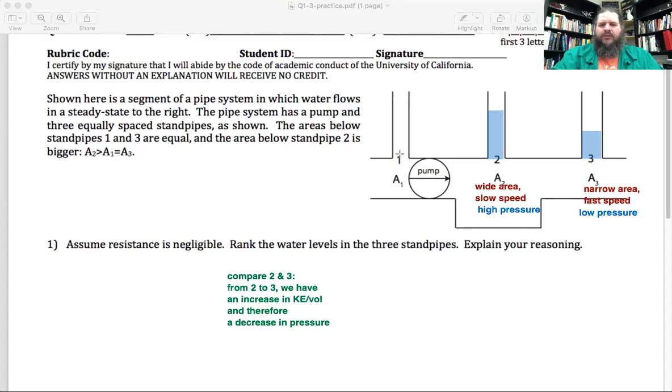And what about location 1? We still need to figure out how location 1 compares to the others. So what other point do you want to compare location 1 to? Yeah, I think that's a good way to approach it. If we compare 1 and 3, 1 and 3 have the same cross-sectional area. So we at least wouldn't have to worry about any kinetic energy density. What's the only thing really going on from 1 to 3 that we do care about?